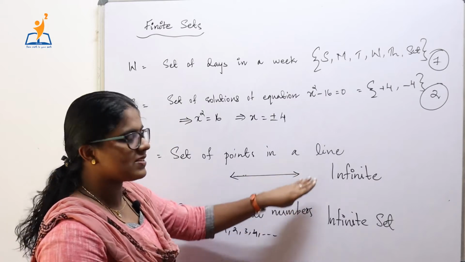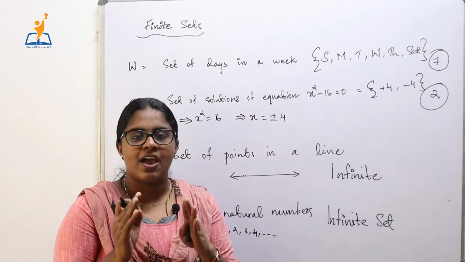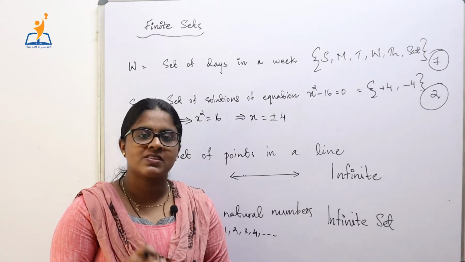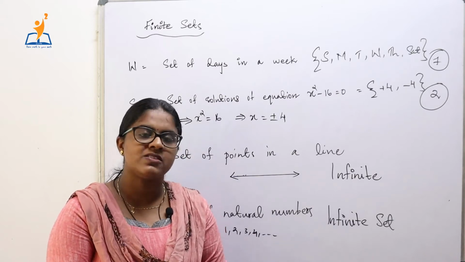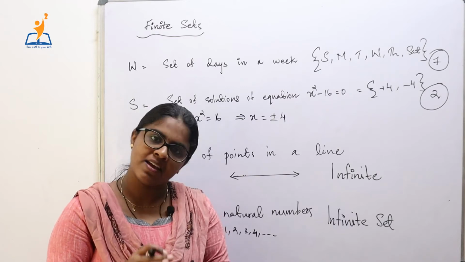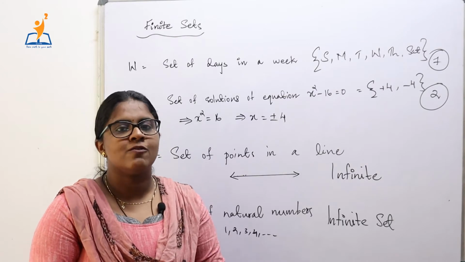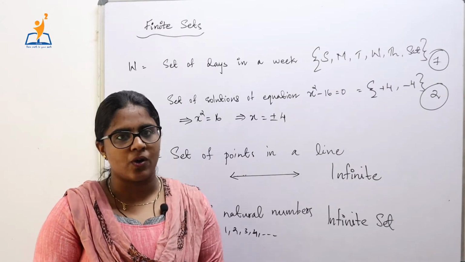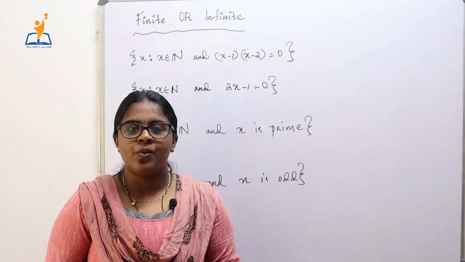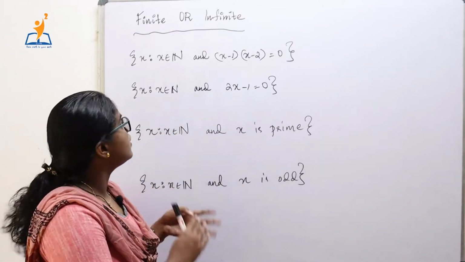So these two sets are infinite sets and these two sets are finite sets. A finite set is a set which contains a definite number of elements, or it is an empty set, which means all the empty sets are finite sets. Now, what is an infinite set? A set which is not finite is called an infinite set. Now, let's check whether these sets are finite or not.